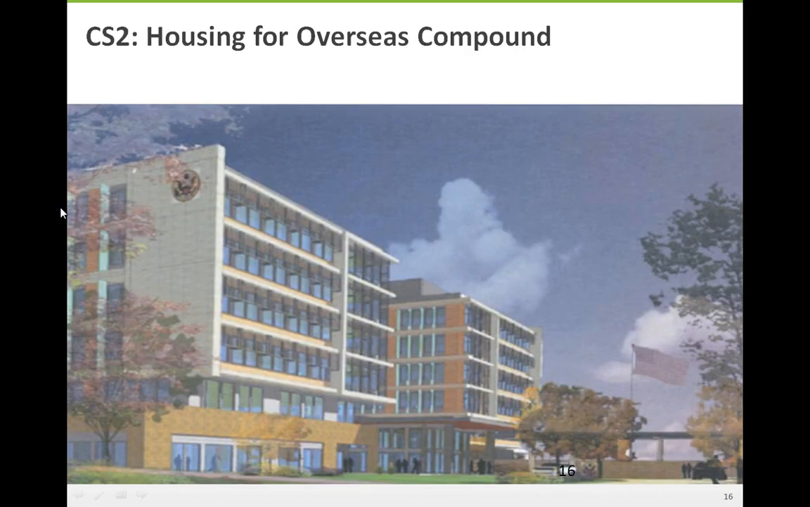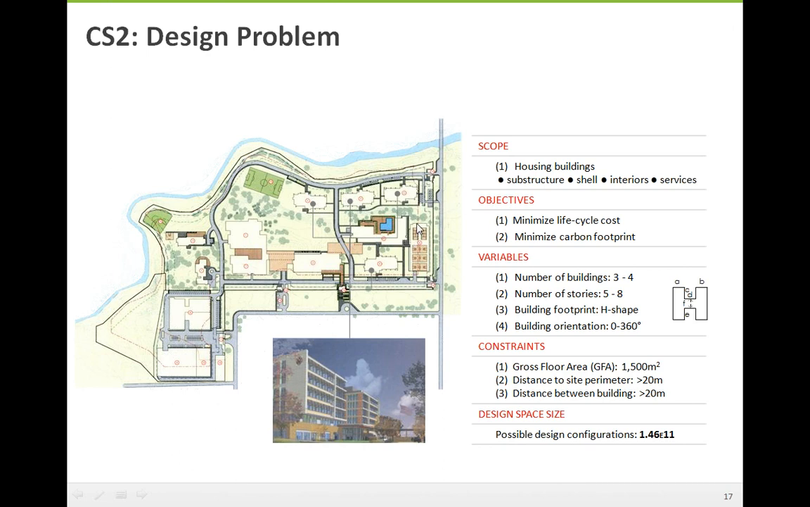I'll jump right to the case study example. So this is an overseas housing compound that we were looking at. I'll explain a little bit. Here we see the compound actually had more than just housing on it. We were looking at just the housing component. So you see in plan here, here's the site. There's a perimeter wall around the site, and there are 4 cookie cutter apartment buildings, which are 8-story buildings.